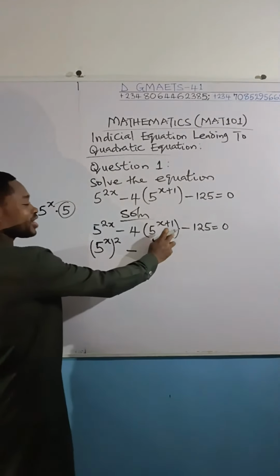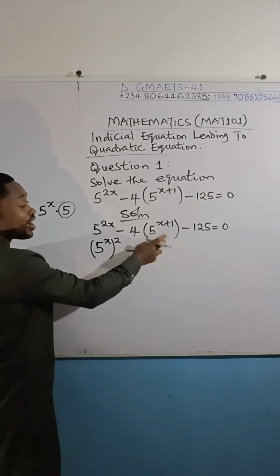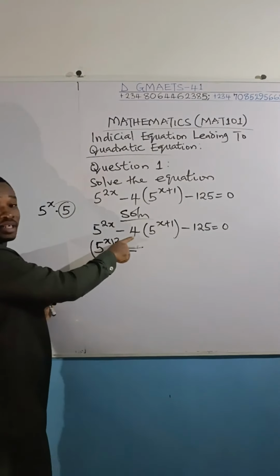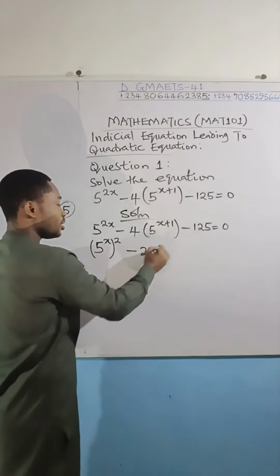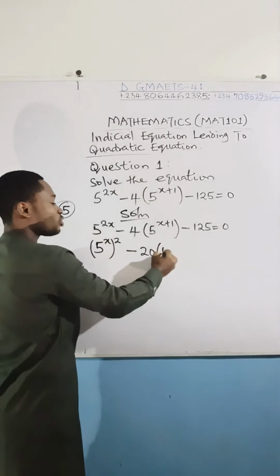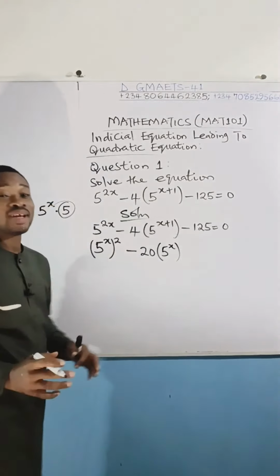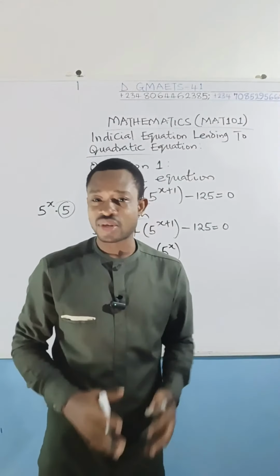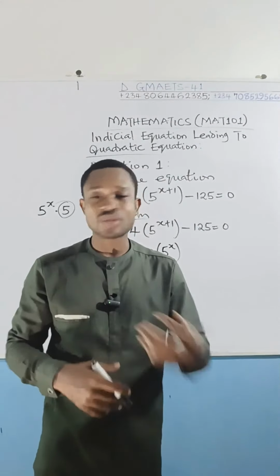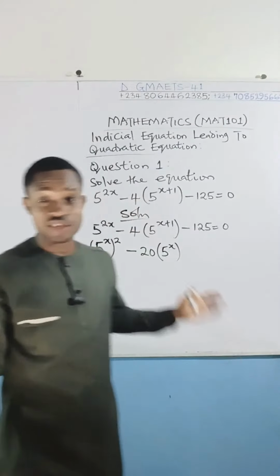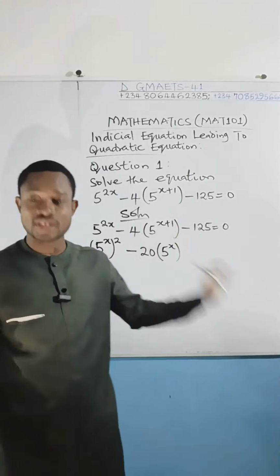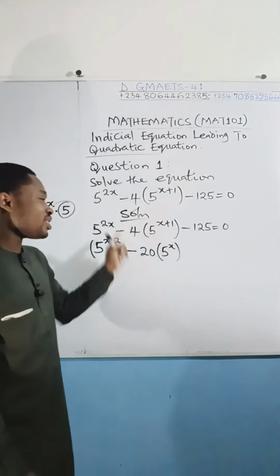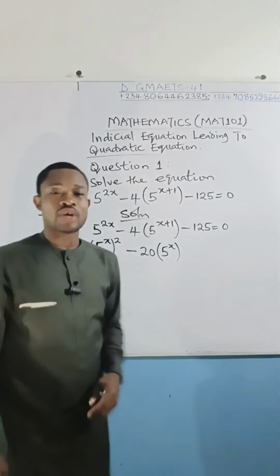So that 5 that is multiplying this 5, which is this one here, will be multiplied by this 4, giving you 20 bracket. This will now be 5 to the power of x. Remember, like I said, there are certain foundations we are not going to overstress in this class, okay? Others that are necessary, I will talk about them. For example, I've just taken my time to explain why this will lead to quadratic. There is a way this question will be presented and it will not be quadratic.